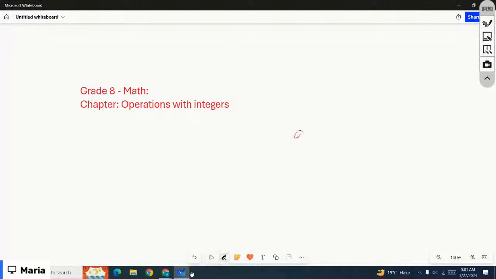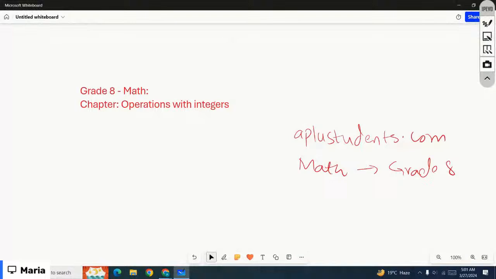You can find all the lessons on aplusstudents.com. You have to log in there using your email address and password as provided by the administrator. Then you have to select math from the subject tab. Scroll down to grade 8 and then click on view all lessons. There you can find a list of the chapters.